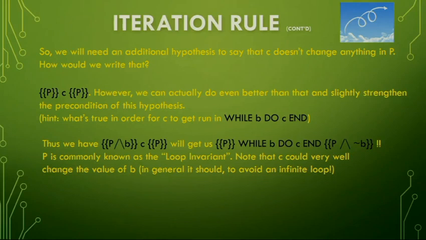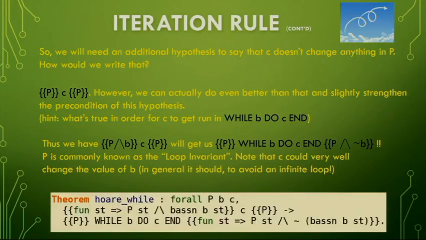Now, B still might be true, B might not be true, we don't know. But from this, we can get this. We already mentioned P is the loop invariant, and notice that even though C doesn't change anything in P, it hopefully changes B at some point. Otherwise, you don't want B to always continue to be true. At some point, something's going to change about that expression B. Go ahead and click. And this is just the statement in Coq of what we just said. It's almost a direct translation.